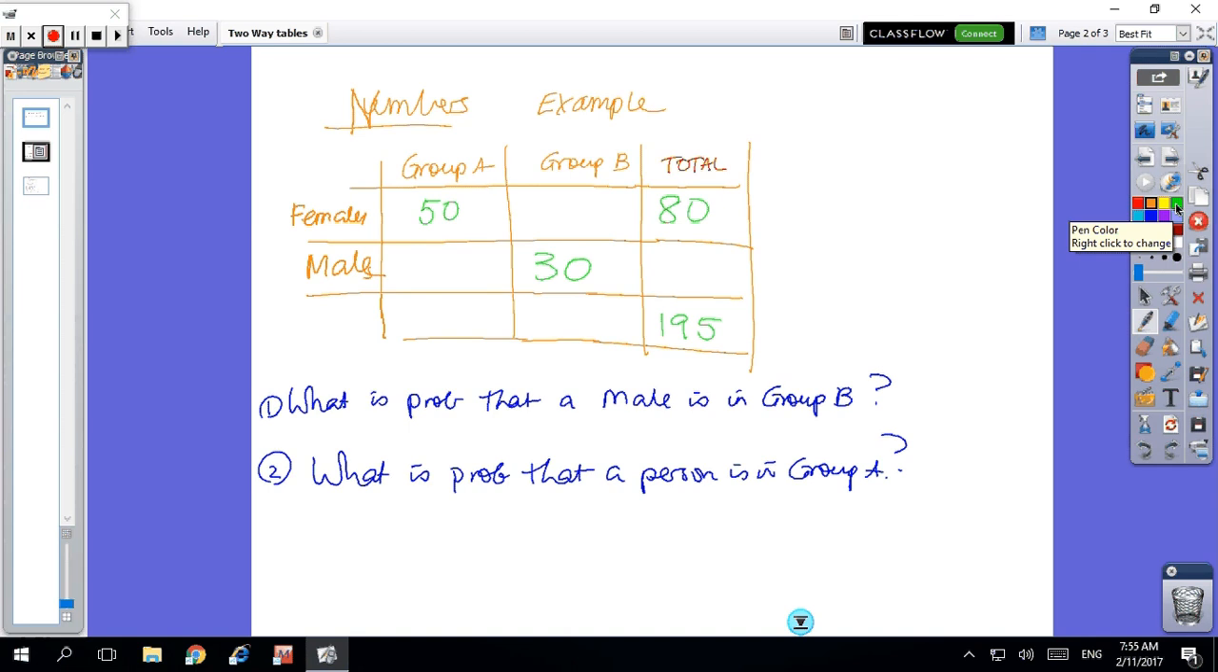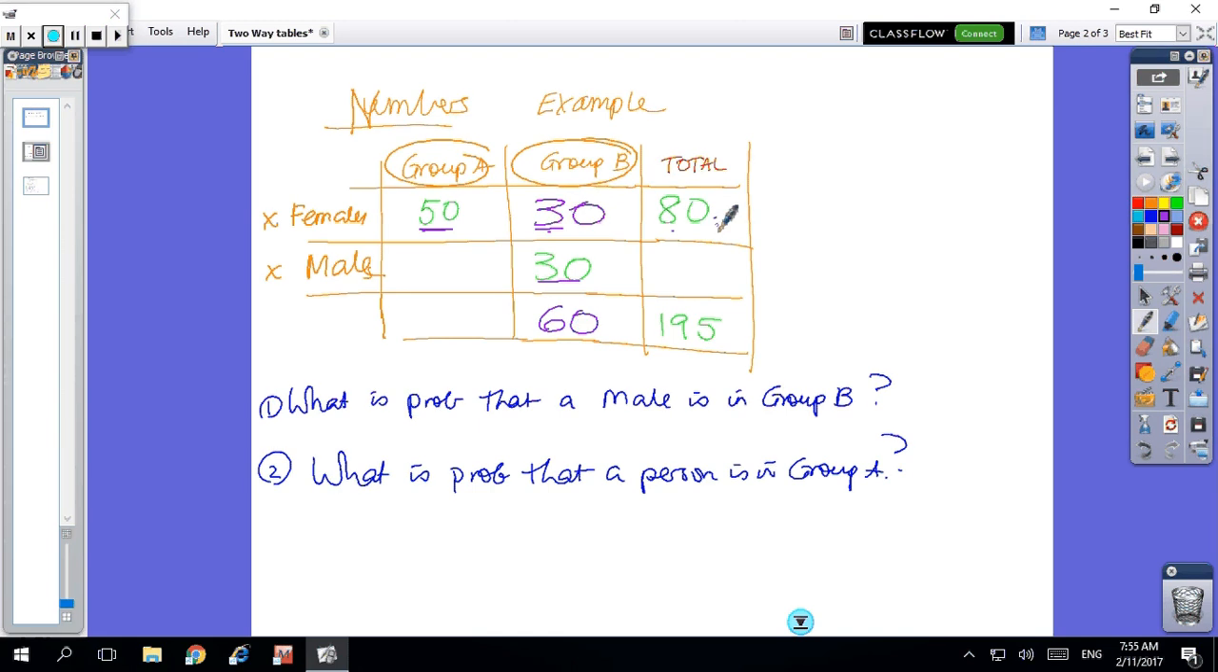Okay, so the first one is an example for numbers. So we're told that we've got two groups of something, and we're measuring females and we're measuring males. And we don't get all the information, but there's enough information in the table that we can actually fill in the missing boxes, because we know that we're looking at totals. So for instance, 50 plus something equals 80, so that must be 30. And then 30 plus 30 equals 60, and then we've still got a few more numbers to go.